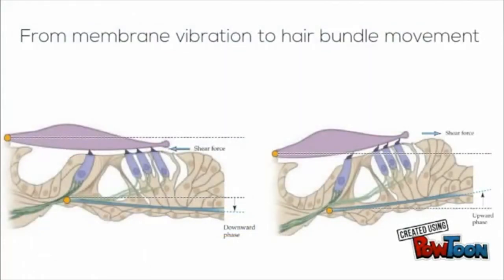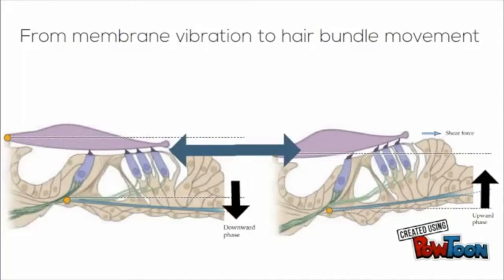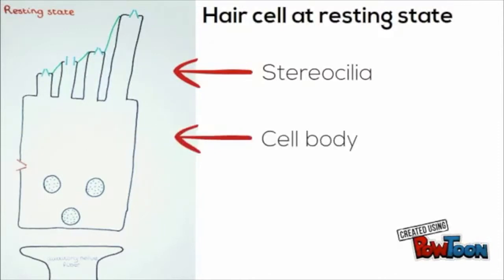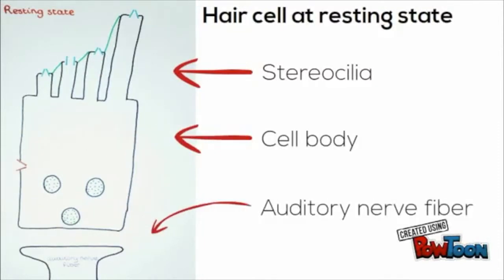Resonation of the basilar membrane makes the stereocilia at the top of the hair cells move back and forth. This changes the membrane potential of the hair cells. Stereocilia movement changes the membrane potential of a hair cell. A hair cell has stereocilia, hairs, on top of its cell body. It synapses onto an auditory nerve fiber.